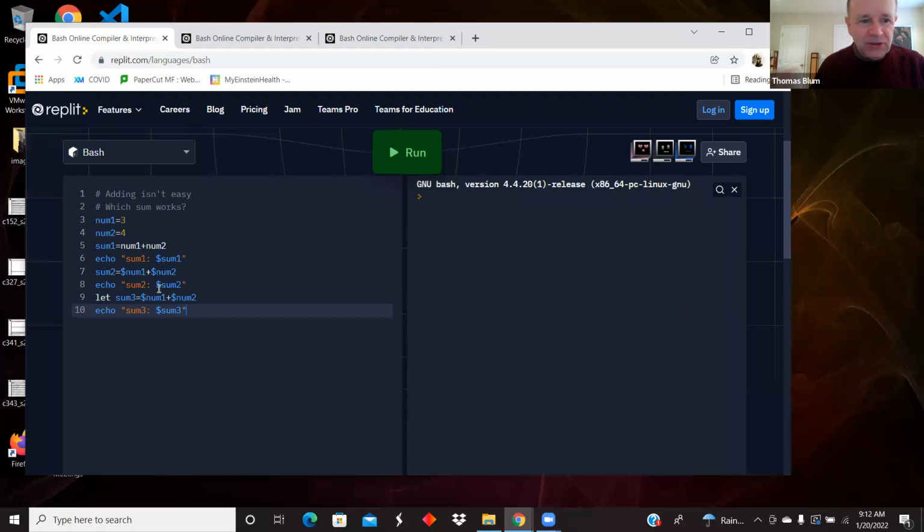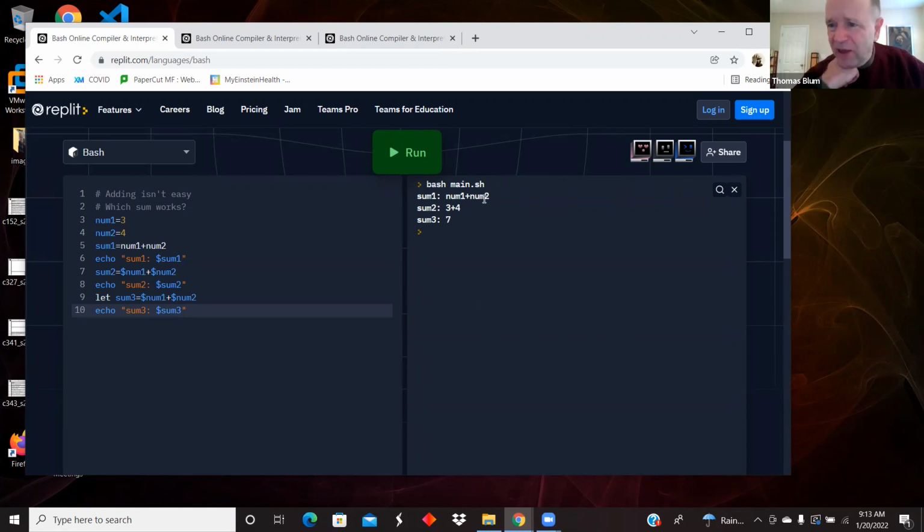This is one of those little scripts where I sort of on purpose make some errors and see which works and which doesn't work. So let's run this. And we see sum1 is num1 plus num2. So that didn't do anything with values. Sum2 just sort of echoes back 3 plus 4. So that was not what I wanted. And sum3 gave me the 7, actually performed the addition and showed me the answer.